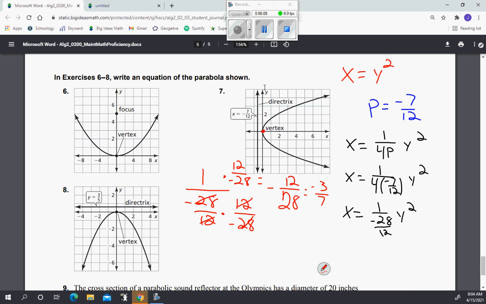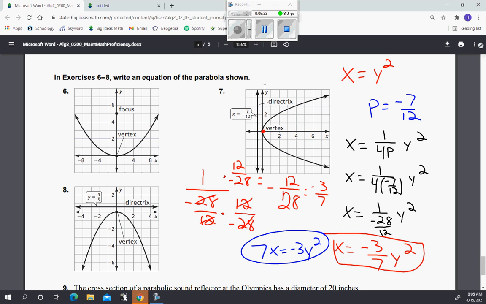Okay, so a lot of work goes into that when we get a fraction. But x equals negative 3 over 7 y squared. Okay, again, I'm good with this answer. I'm also okay if you want to multiply by 7 on both sides to get rid of that fraction. We get 7x equals negative 3 y squared. Okay, that's probably the better answer.